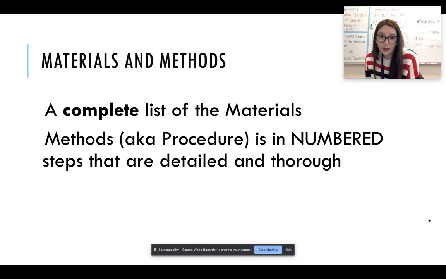Next is your materials and your methods, your complete list of materials. If you are using a toothpick, for crying out loud, you write that down on your materials. I need every single material. Next, you'll do your methods, which is your procedure. So it's your step-by-step. It's numbered in order, and it's detailed and thorough.